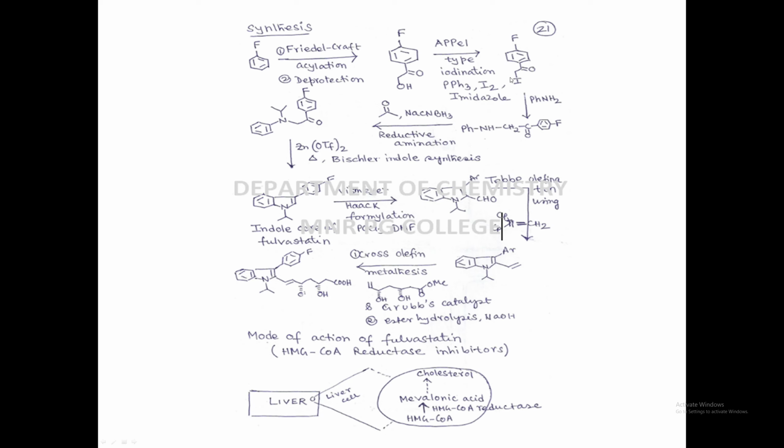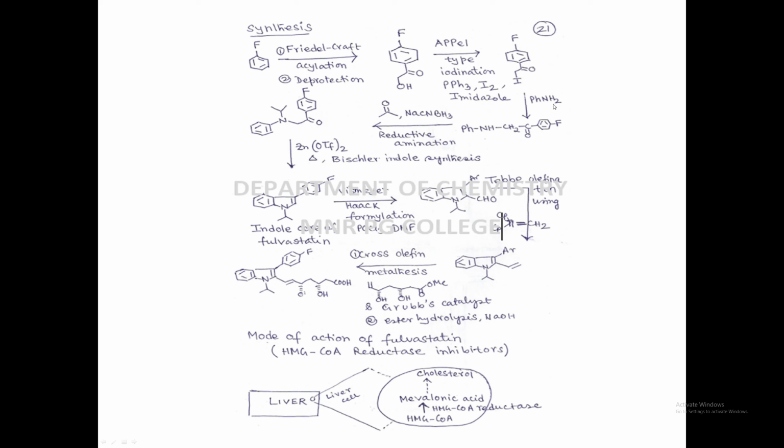Now this compound is getting OH replaced by I. This is an example of an Appel type of iodination. This combination is used for halogenation, and that is called the Appel reaction: PPh3, iodine and imidazole. So the primary alcohol CH2OH gets converted into CH2I. Now I is a good leaving group, so when it undergoes the reaction with aniline, what happens?